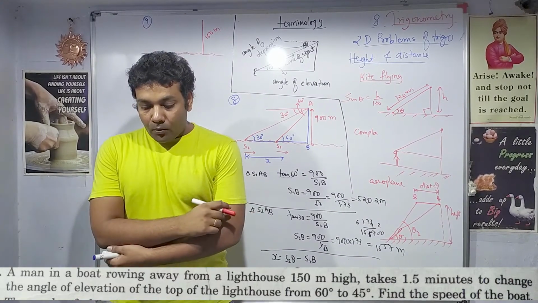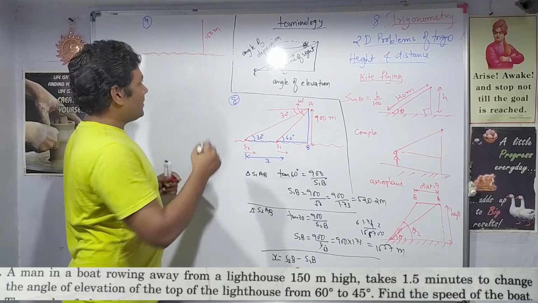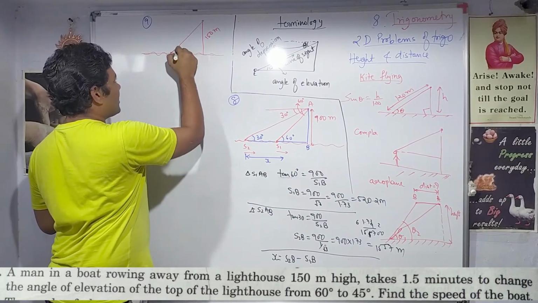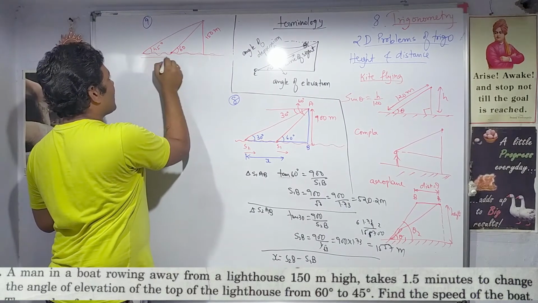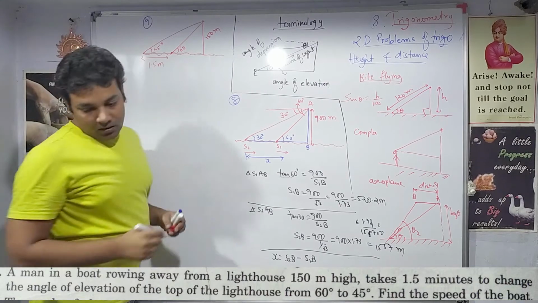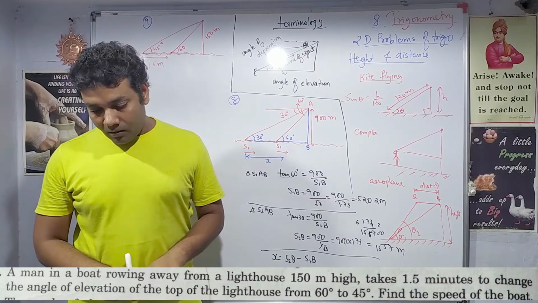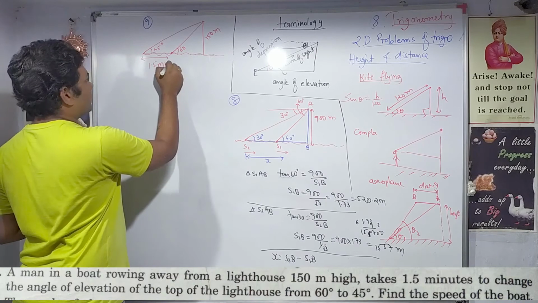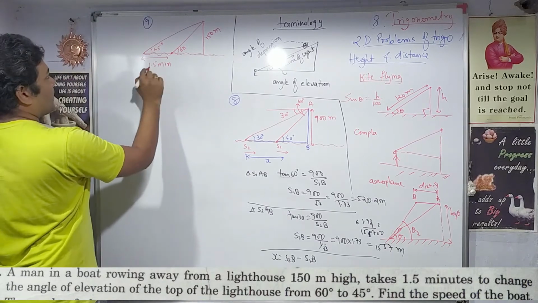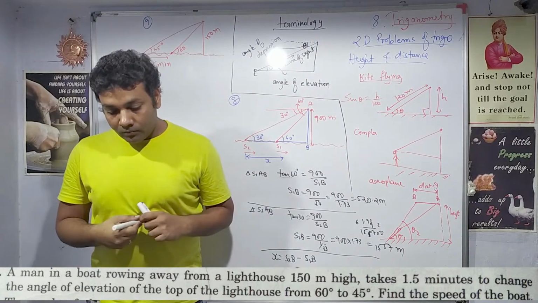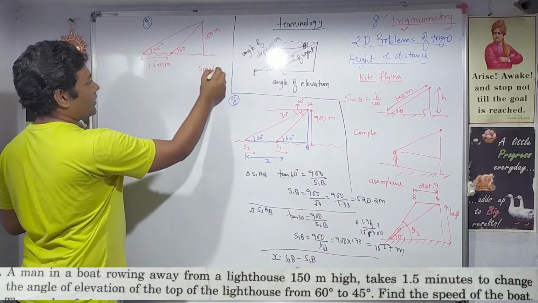Takes 1.5 minutes to change the angle of elevation of the top of the light from 60 to 45 degrees. Right, so let us say at some point the angle of elevation is 60 degree. To change angle of elevation from 60 to 45 degree, he takes 1.5 minutes. Then what we have to find? Find the speed of the boat. Speed we have to calculate. Nothing is specified, right? So we'll find it out in meters per second.